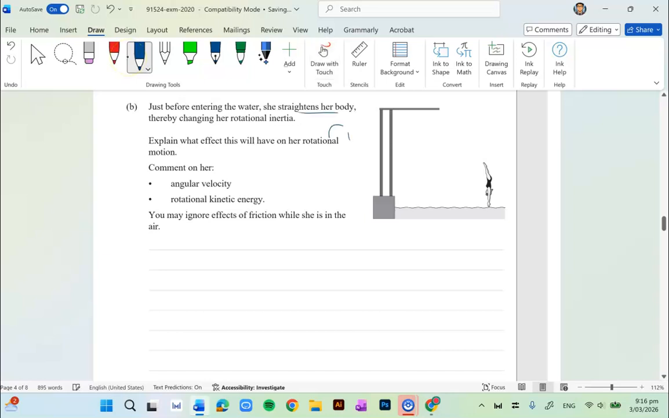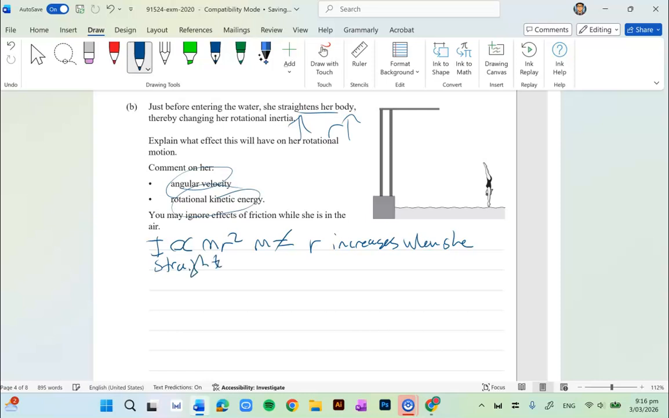Straight into body, that means the radius is going to increase, changing our rotational inertia. That will increase our inertia. Comment on our angular velocity, rotational. Cool. So I is proportional to m r squared, where m we don't care about. So that means if r increases when she straightens her body, the inertia is going to increase proportionally.